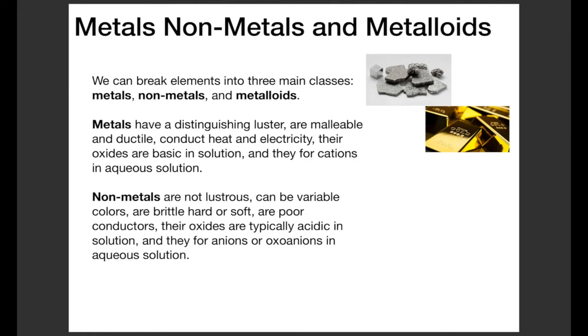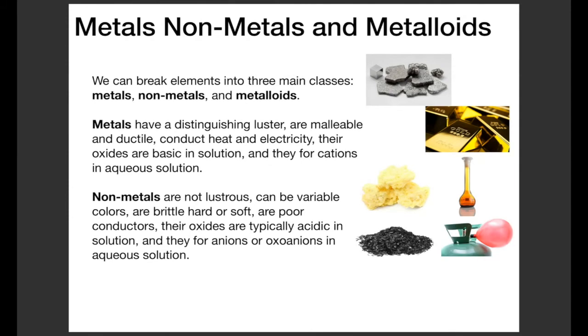Nonmetals are in many ways the opposite of metals. They're not lustrous. They can be variable in color. They're brittle. They can be hard or soft. They're poor conductors of heat and electricity. Their oxides are typically acidic. They typically form anions in aqueous solution. Some examples include sulfur, helium, carbon, and bromine.